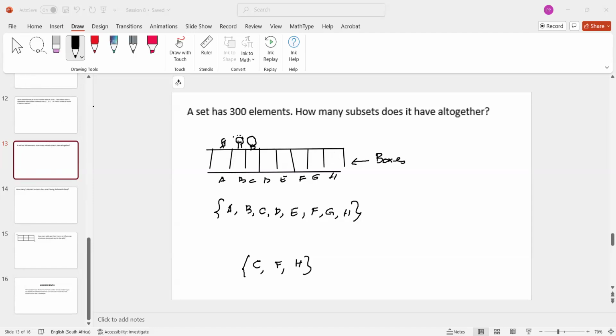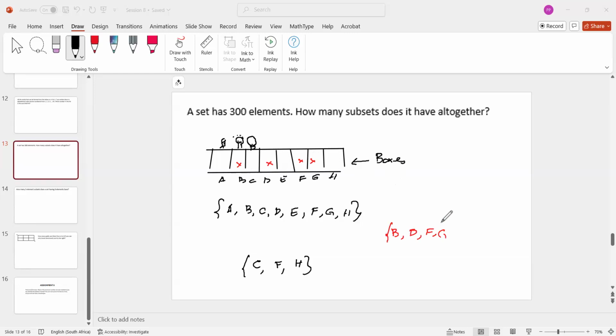Suppose, for instance, certain bulbs light up here. Suppose I'm trying to choose. If I have these lit up, for instance, those are lit up now, then it means that I have chosen the subset B, D, F, G.